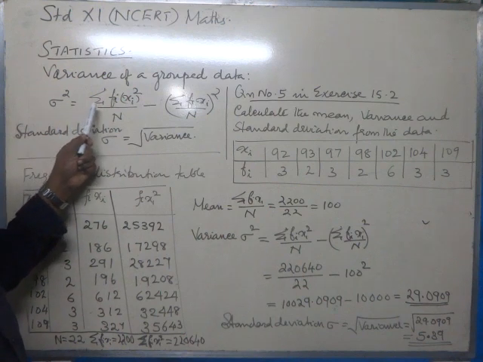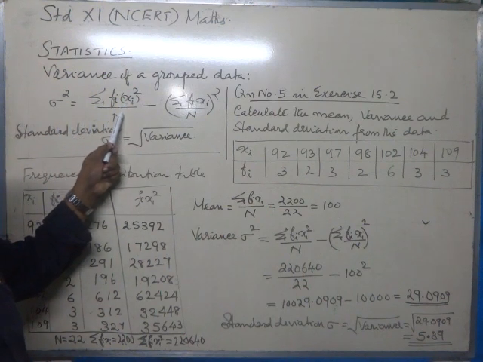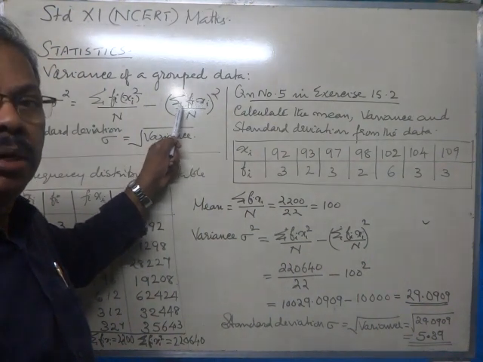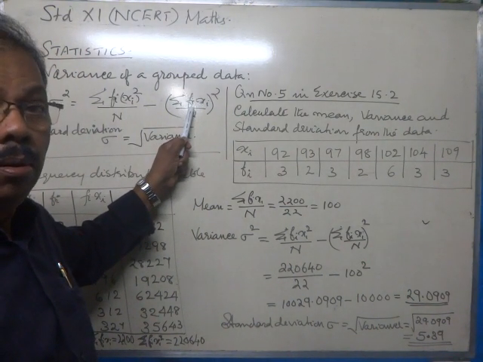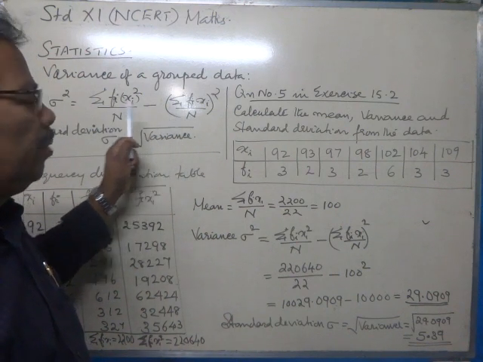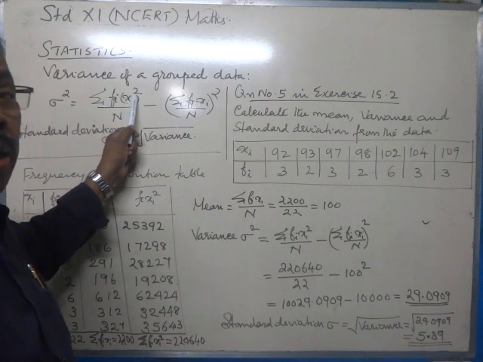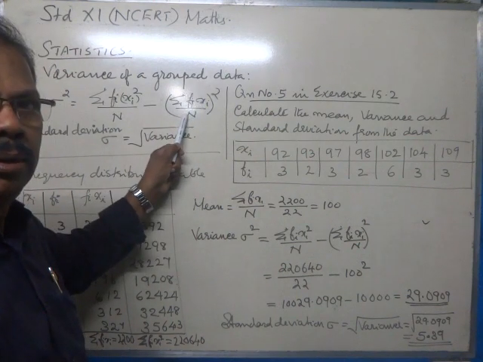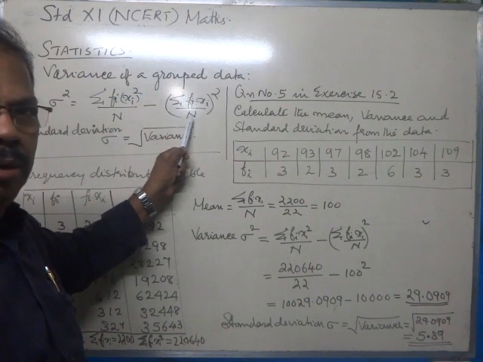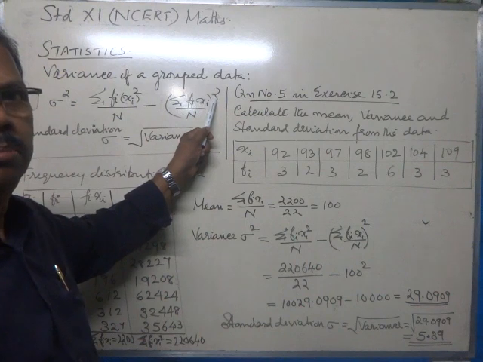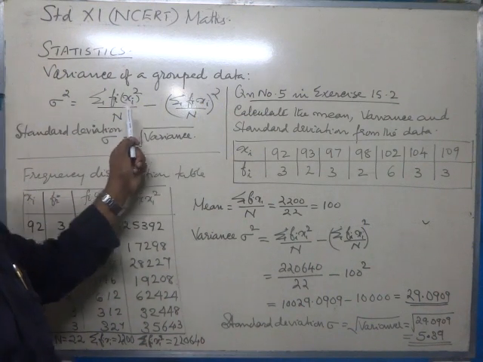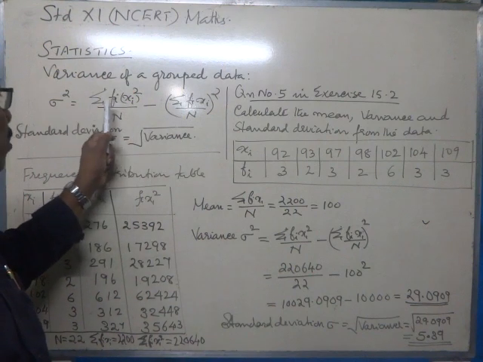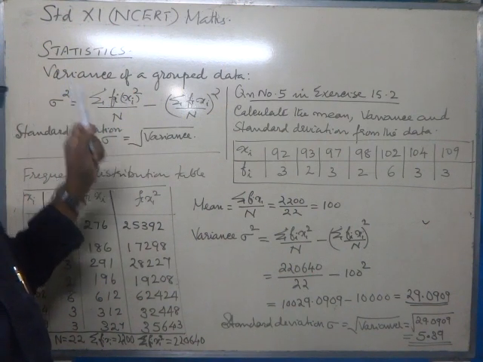variance, that is sigma square, is equal to sigma fi xi square by n. You know what is meant by sigma fi xi by n? Sigma fi xi by n for a grouped data is the mean of the given data. Now variance is equal to sigma fi xi square by n minus mean square. This is mean. Mean of the given data will be sigma fi xi by n, and sigma fi xi by n all square means mean square. When we subtract the mean square from sigma fi xi square by n, we get variance.